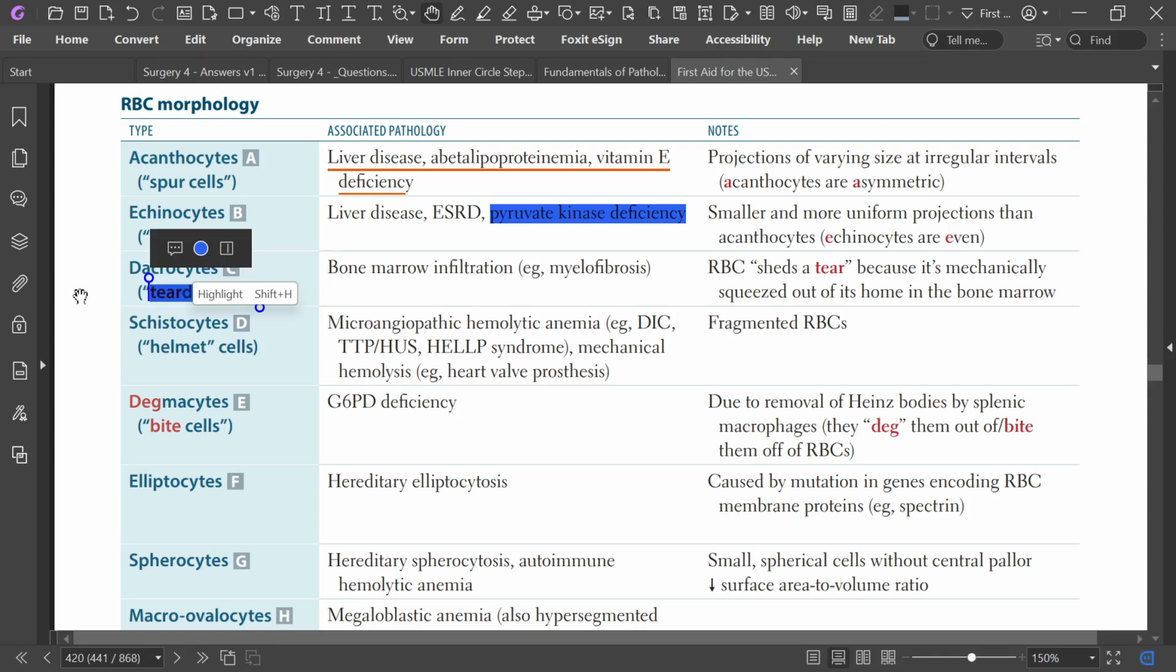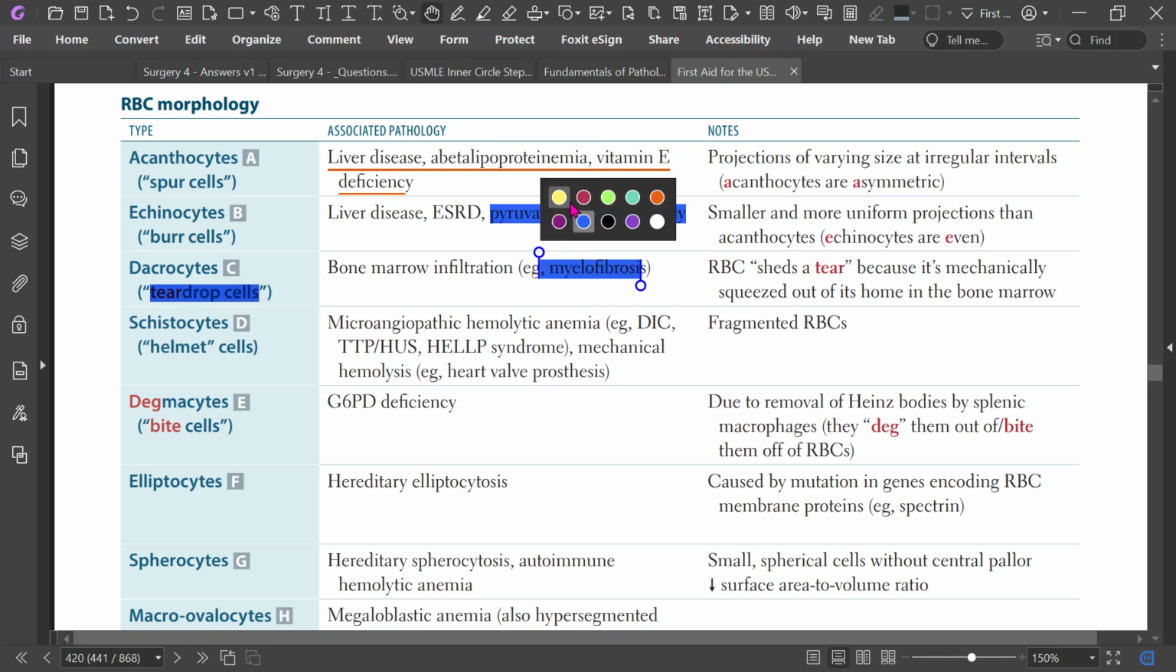Dacrocytes, also known as teardrop cells, are present in myelofibrosis. So the RBC sheds a tear because it is mechanically squeezed out of its home in the bone marrow.